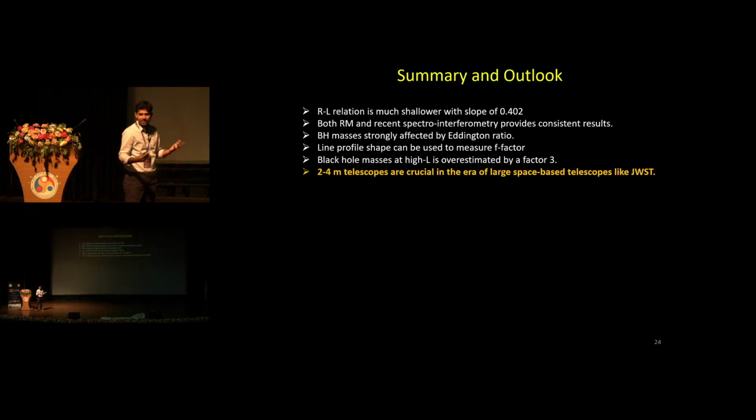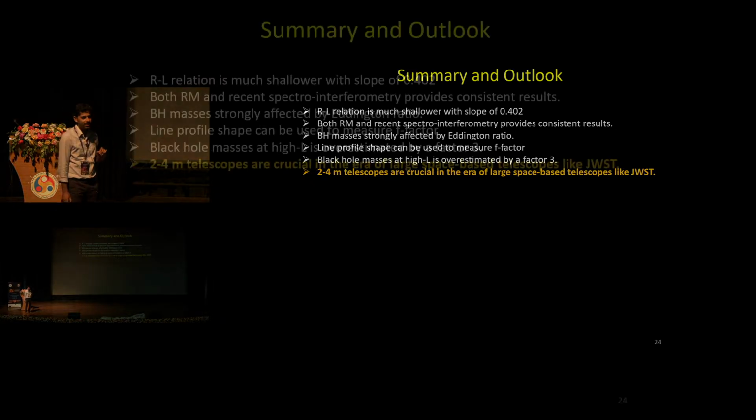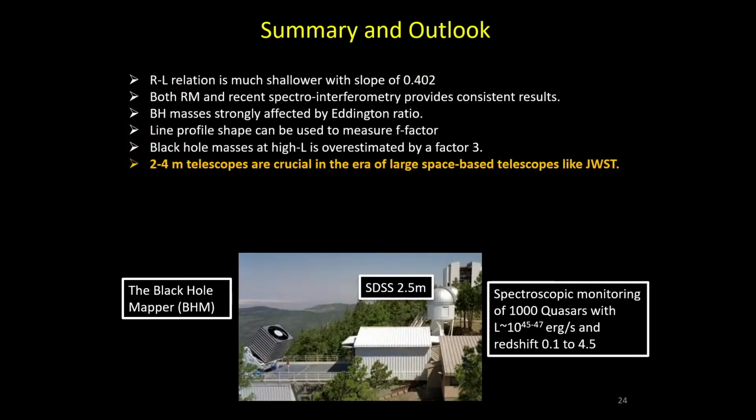So I already summarized; this is my summary. As you can see, the major thing that I would like to highlight is that black hole masses are overestimated if you use the previous outdated relations, and the 2 to 4 meter telescope is very important in the era of JWST, because this actually tells you a different story. You can do a lot of monitoring and understand these objects in detail.